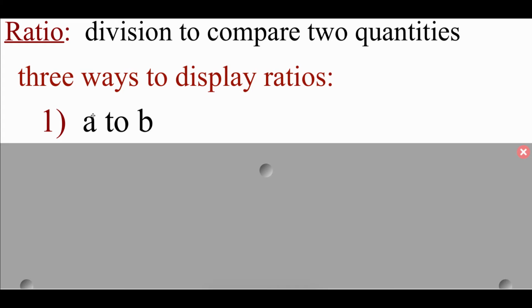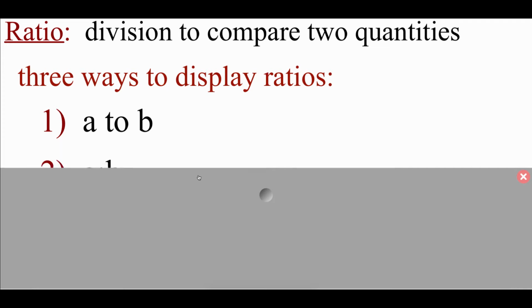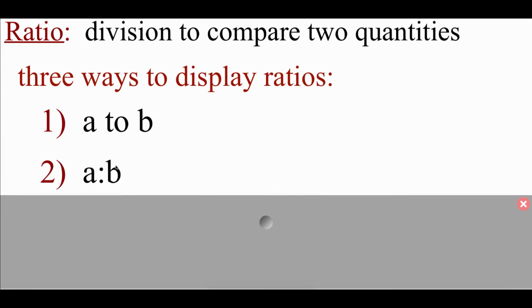This first one, we're comparing this number A to this number B. So we would read this A to B just like it's written. But instead of putting the word to between them, we could put a colon between them. But we would read it the same way. We're comparing A to B.